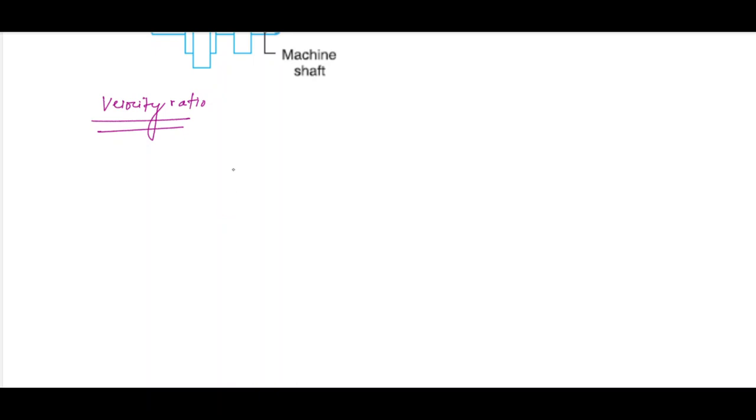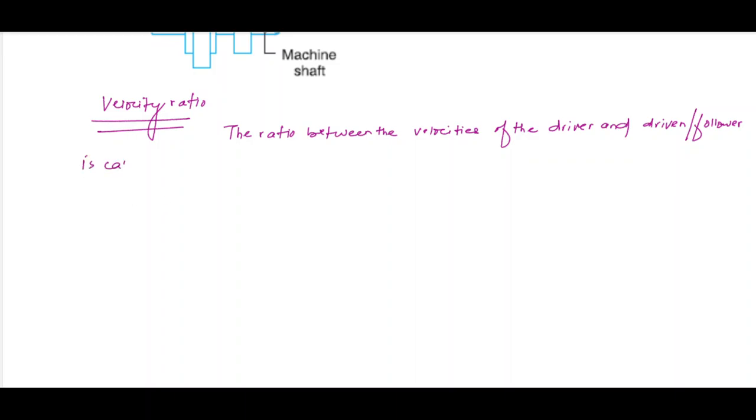The ratio between the velocities of the driver and driven, which is also known as follower, is called velocity ratio.